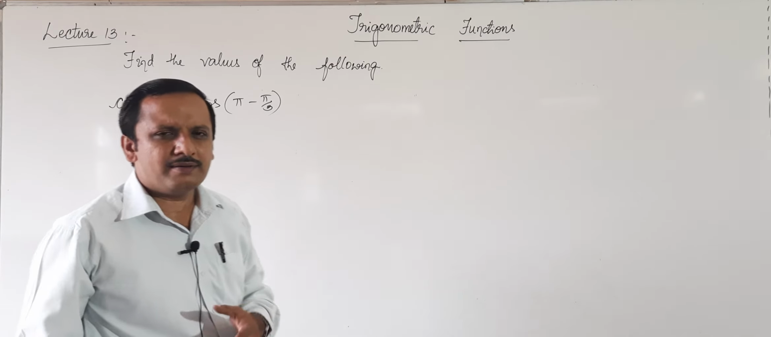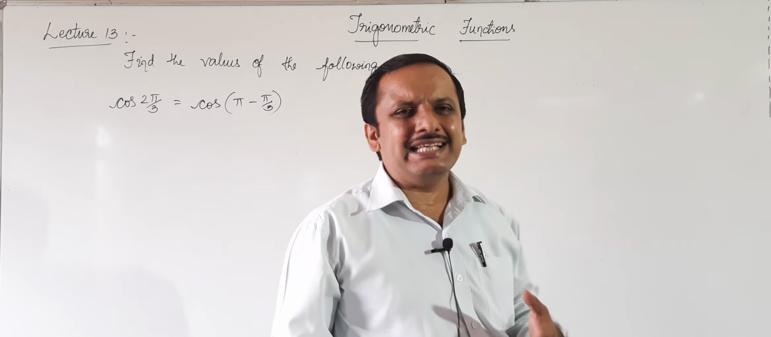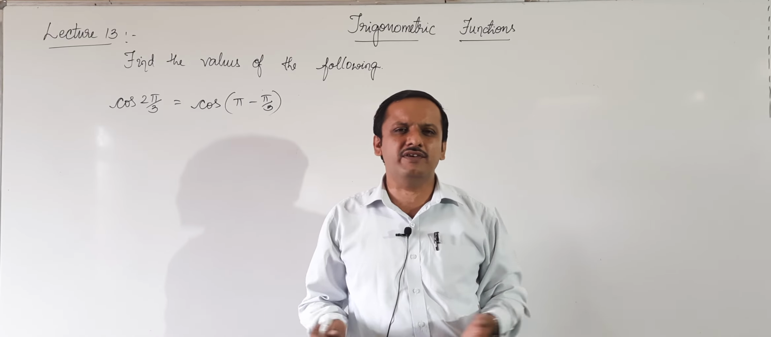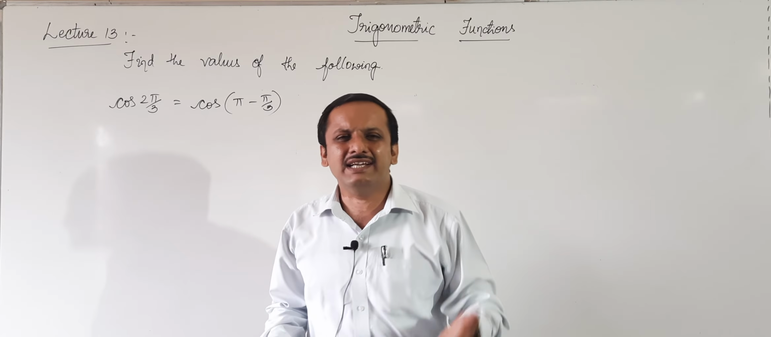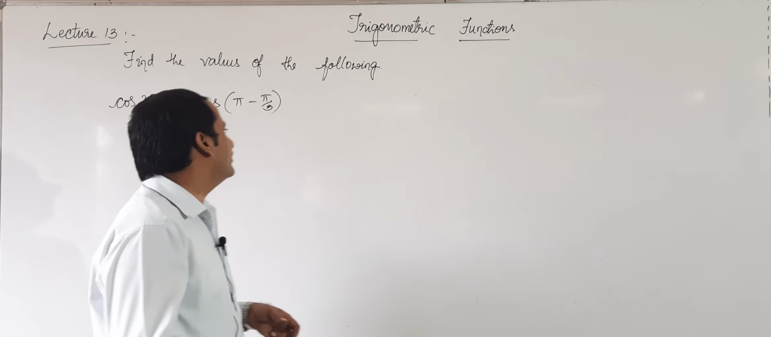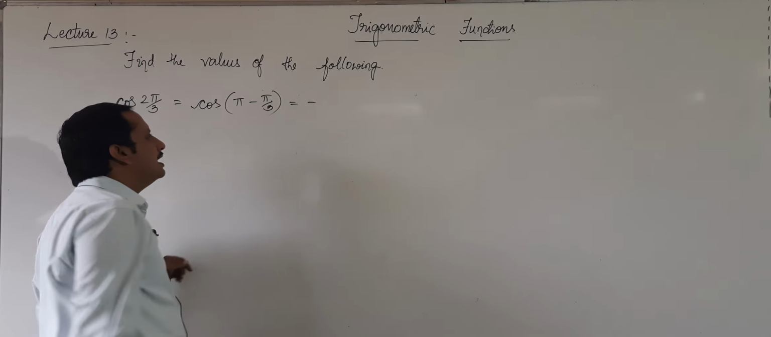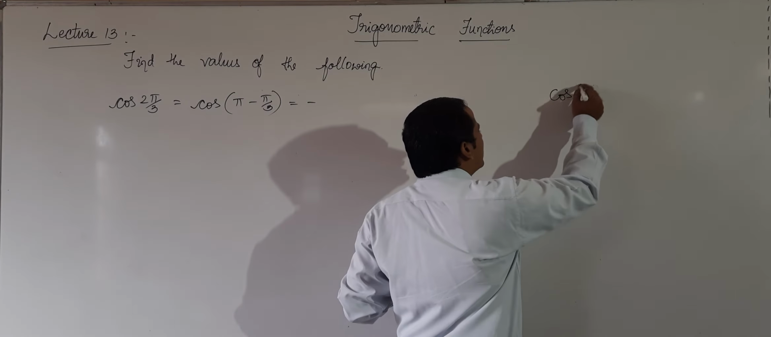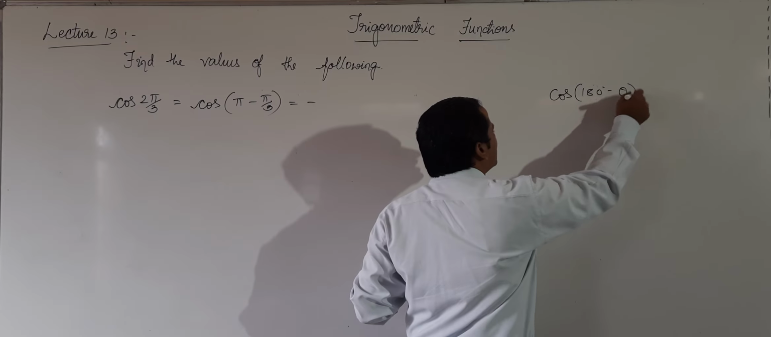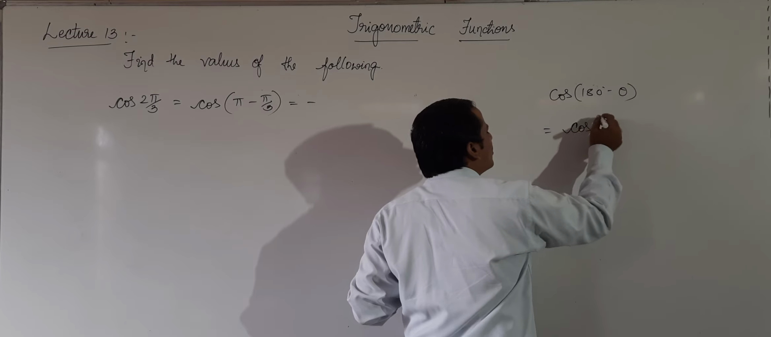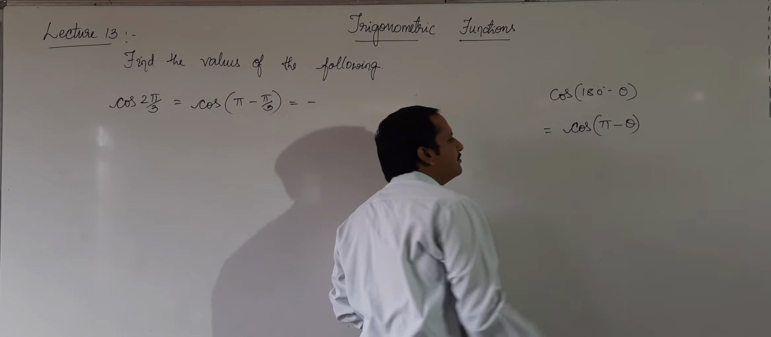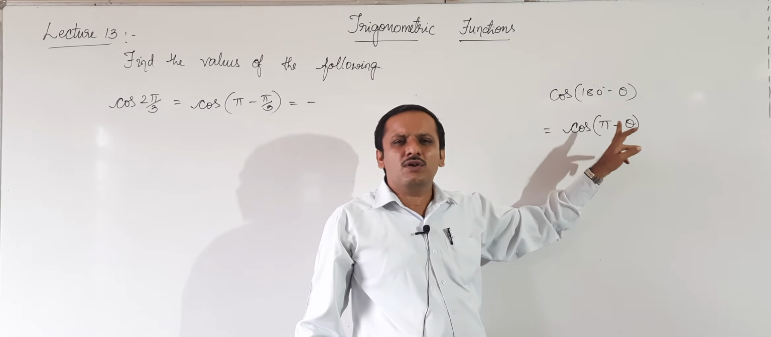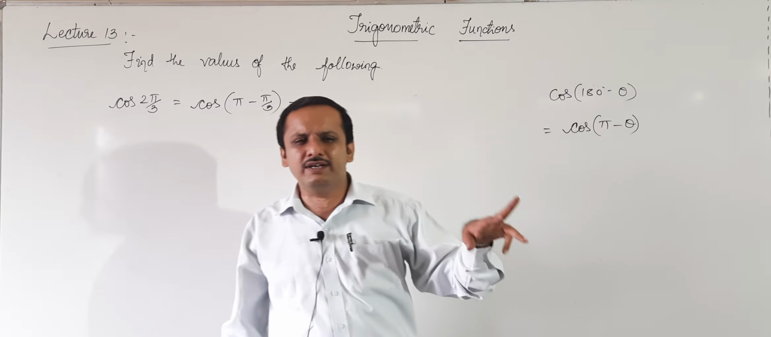Now pi minus pi by 3, it lies in which quadrant? Pi is 180 degrees, pi by 3 is 60 degrees, 180 minus 60 is 120 degrees. It lies in the second quadrant. In the second quadrant, cos is positive or negative? Negative. So write minus. Now we are using pi minus theta. Cos of 180 degrees minus theta is as good as cos of pi minus theta. These two are one and the same; this is in terms of degrees, this is in terms of radians, that's all.